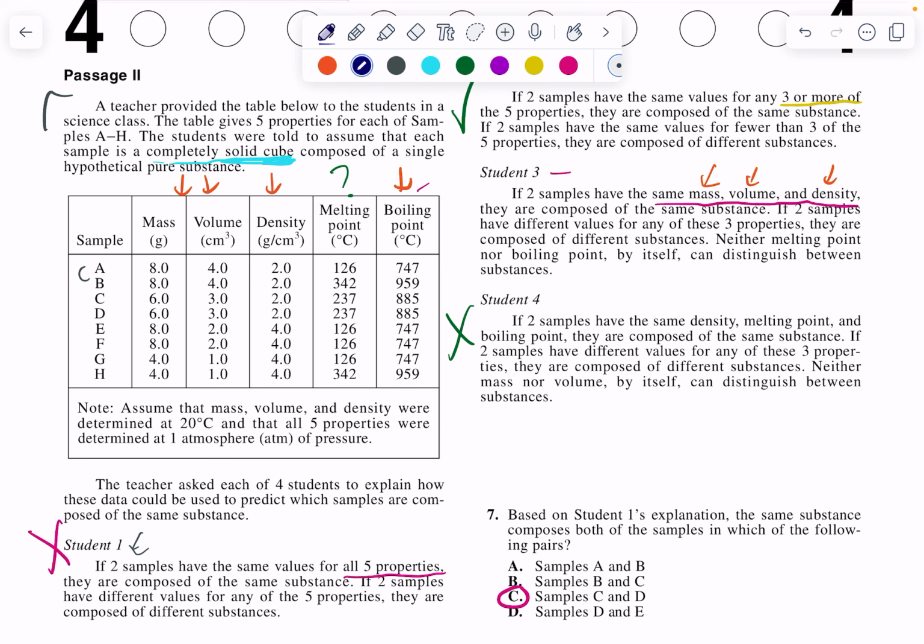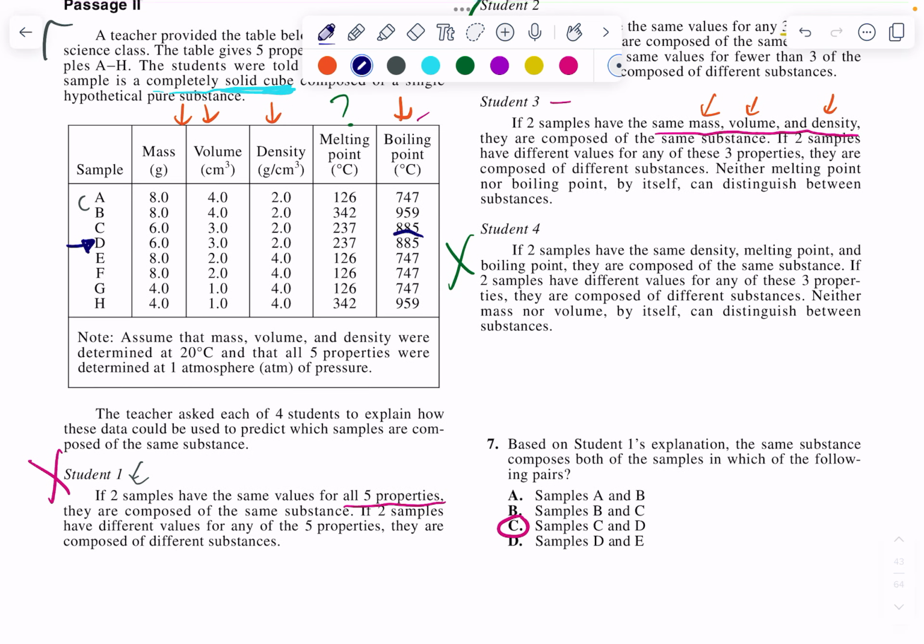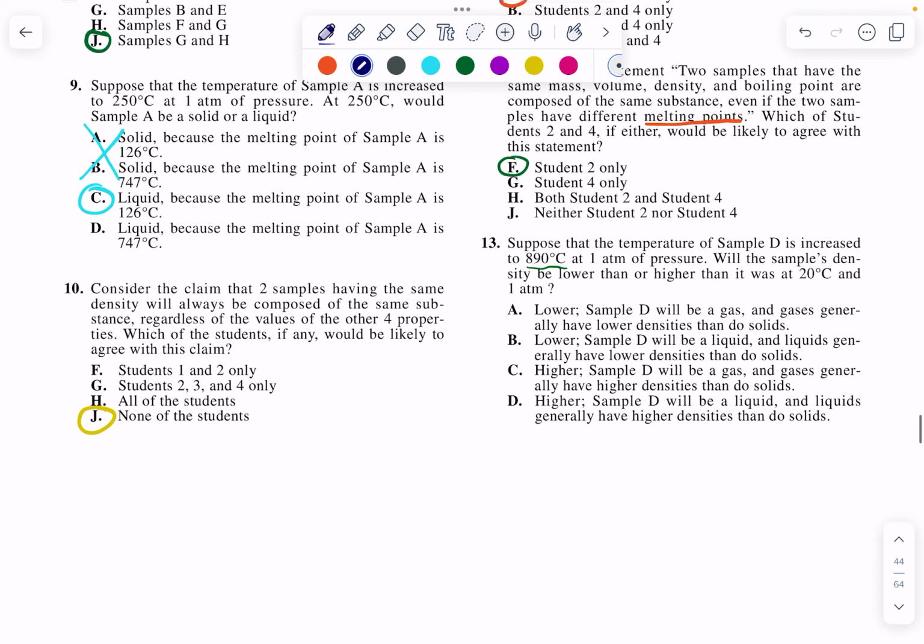This one does. So sample D, when it gets up to 890, let's double check. Yep, 890 degrees Celsius. Notice that it's going to melt at 230 degrees, and then at 885 is actually going to boil. So at this point, sample D is going to be a gas. Okay, it will have all boiled away. It will just be vapor or gas. So the question is, will the density be lower or higher than it was at room temperature when it was just a solid?